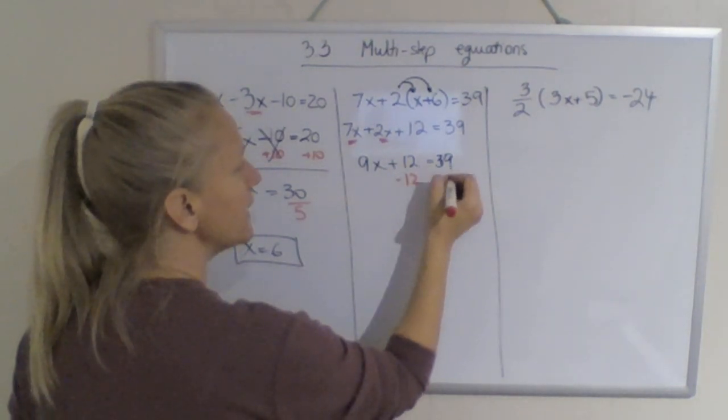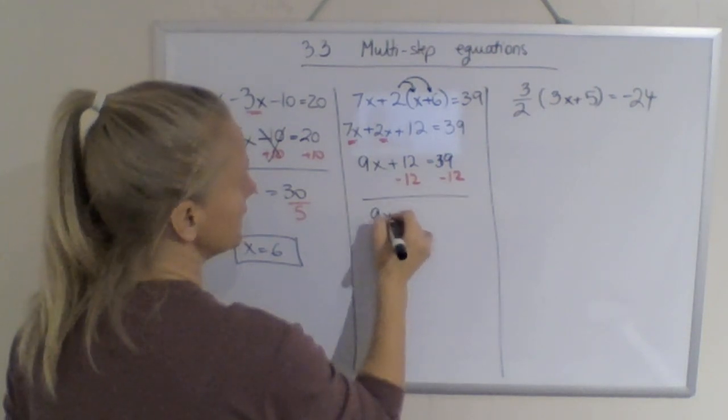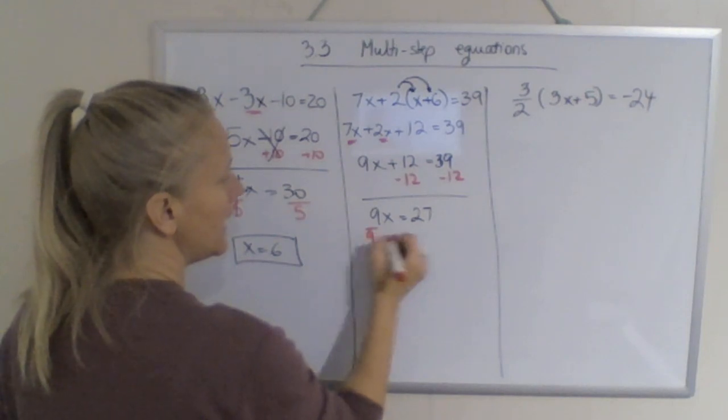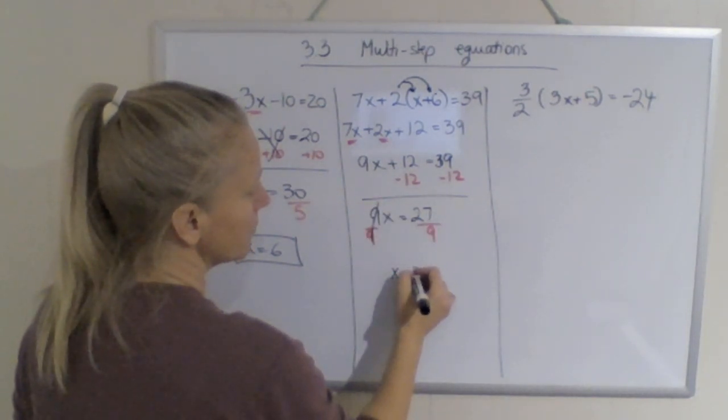Minus 12, I need to move the 12 on the other side. 9x equals 27. And then the last step is divide this 9 out because I need to get rid of it, which means x equals 3.